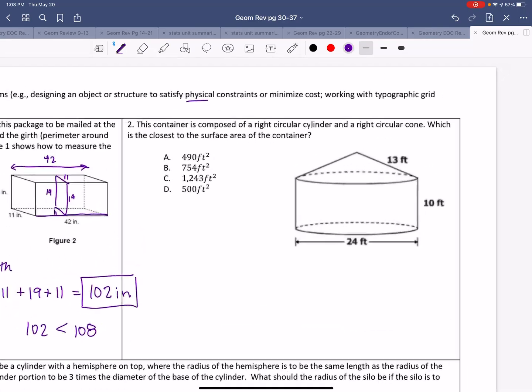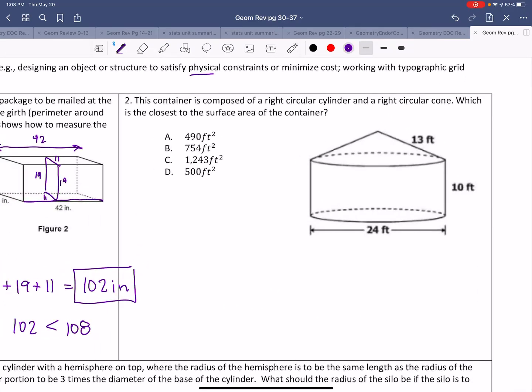Kind of neat question. Okay, this container is composed of a right circular cylinder and a right circular cone. Which is closest to the surface area? Okay, so I don't anticipate kids being able to memorize these formulas, but you know what? So maybe you skip it, but I'm still going to work through the question because I'm a math teacher, right? The surface area of my cylinder is my rectangle that goes all the way around. Think of it as a label I wrap all the way around.